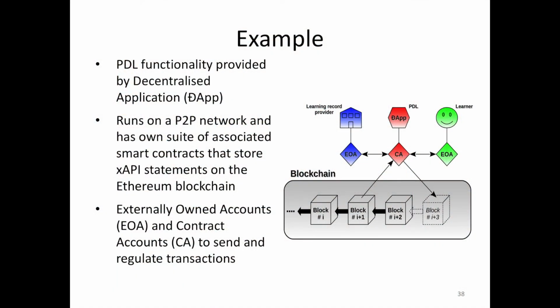On this slide, we can see an example implementation of the theoretical framework. You can see that the personal data logger functionality is provided by a decentralized application. This decentralized application consists of several smart contracts. It runs on a peer-to-peer network and has its own suite, of course, of contracts. And these contracts store the Experience API statements on the Ethereum blockchain. You can see that we have two different types of accounts: the externally owned accounts and the contract accounts, which send and regulate transactions.